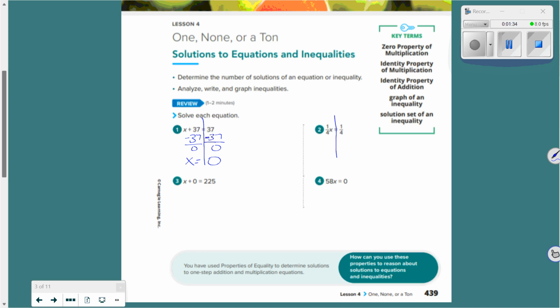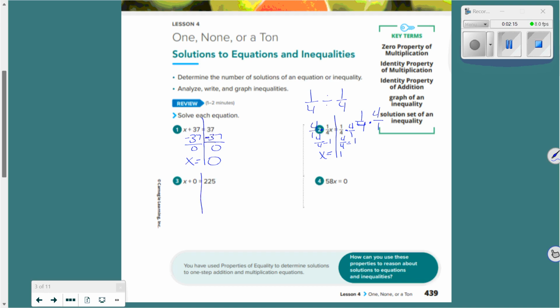What does it mean when I have a number and a letter right next to each other? Multiply. So to solve, if I have to do the opposite, what is it? Division. But here's my question. Do we do 1/4 divided by 1/4? No. We do 1/4 times 4/1. So it is 4/1 on both sides, which is 1. 4/4, and that's 1 on both sides. So x equals 1.